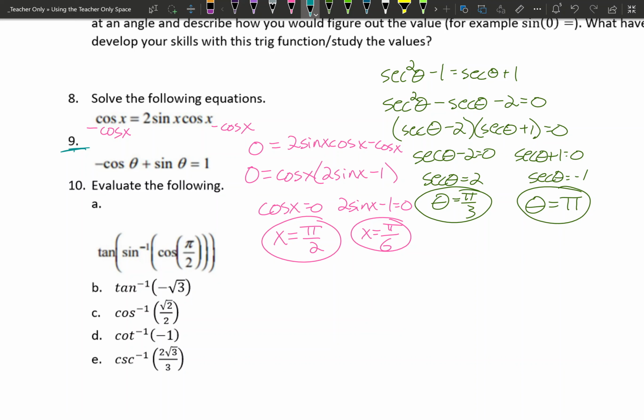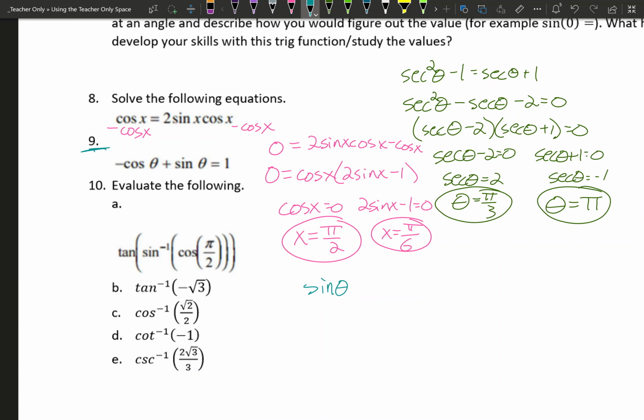Please do not try and just go, all right, well, we'll square this, and distribute the squared. You cannot distribute the squared. That is not how that works. So what you want to do is add cosine of theta to both sides. Then you're allowed to square both sides.